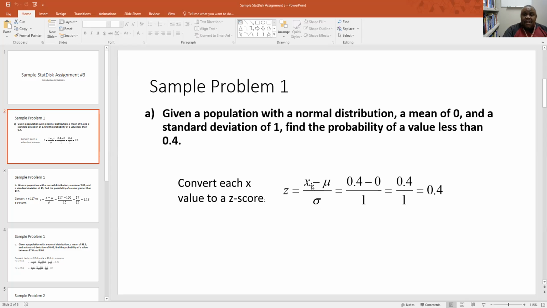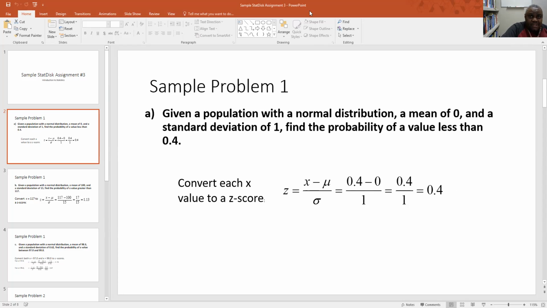So in this case here, the X value that we're dealing with is 0.4, minus your mu, the mean, which is 0. The standard deviation is 1. So if you do 0.4 minus 0, that's obviously going to be 0.4. 0.4 divided by 1 will end up being 0.4. That would be your z-score. You're going to use that to help you come up with the probability for a value less than 0.4.